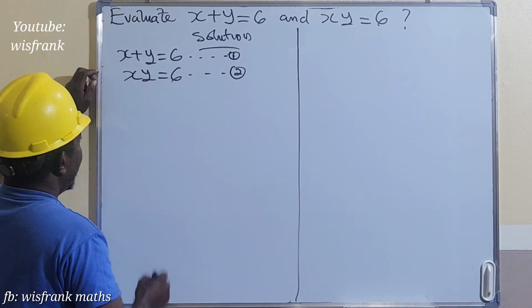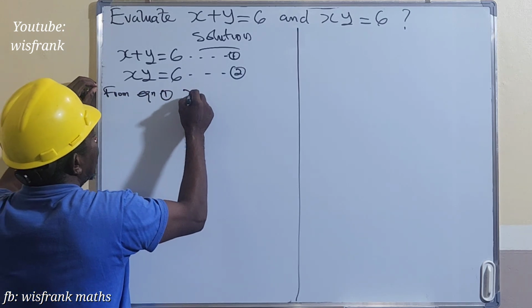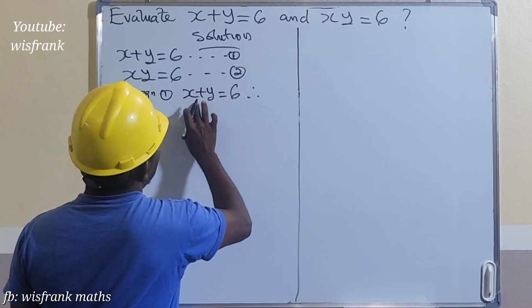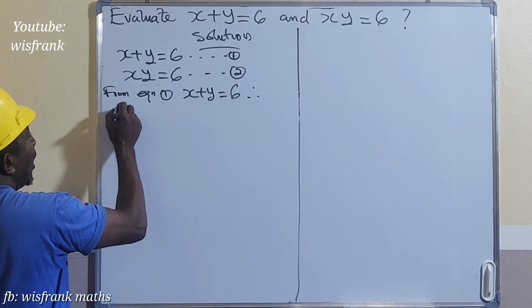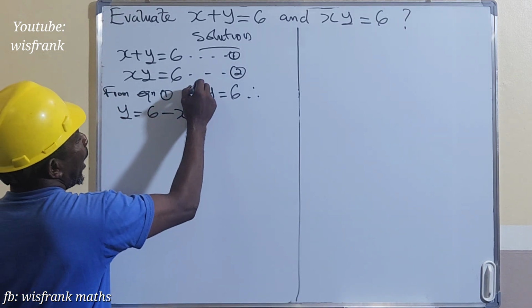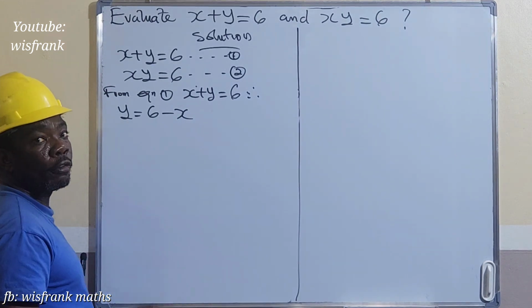So from equation 1, we have x plus y equals 6. Therefore, we can find the value of x from here or y. Let's take y. So we have y equals 6 minus x, because x will be transposed to the other side. So we have this for the value of y.